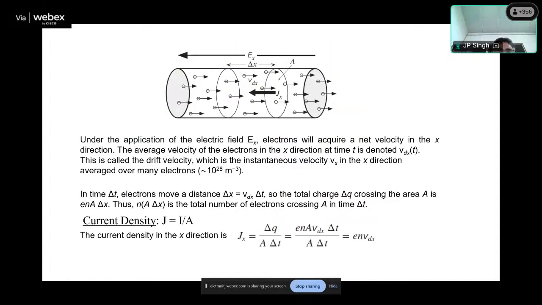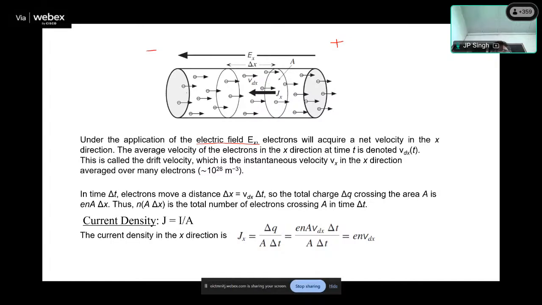Now suppose we apply an electric field here. This is my positive side, and this is the negative side. We apply some voltage, and because of that, some electric field gets set up in the conductor in the x direction. So this is the x direction, and this electric field is Ex.